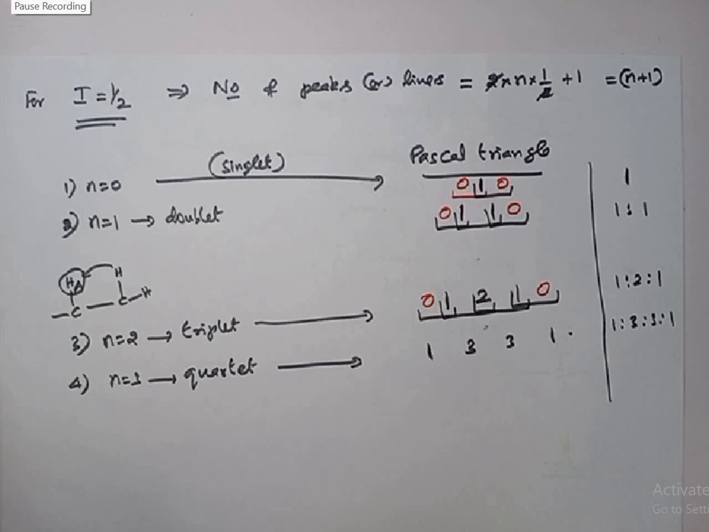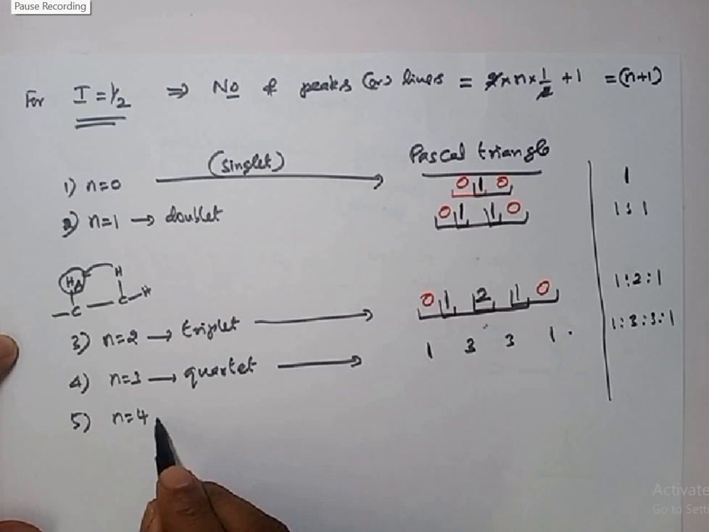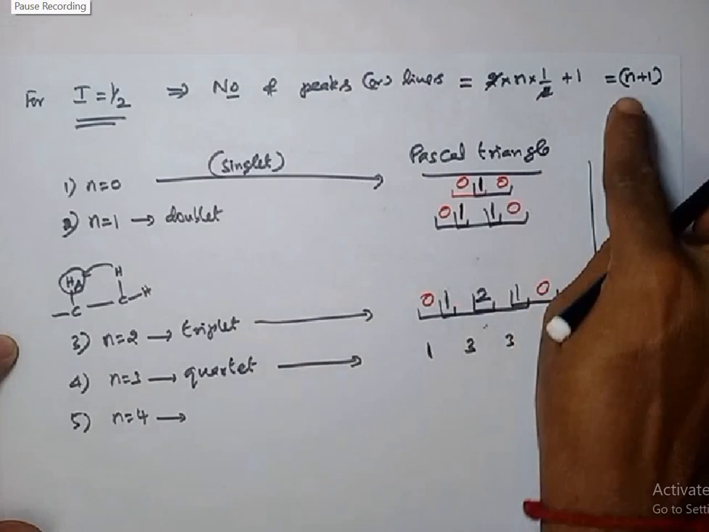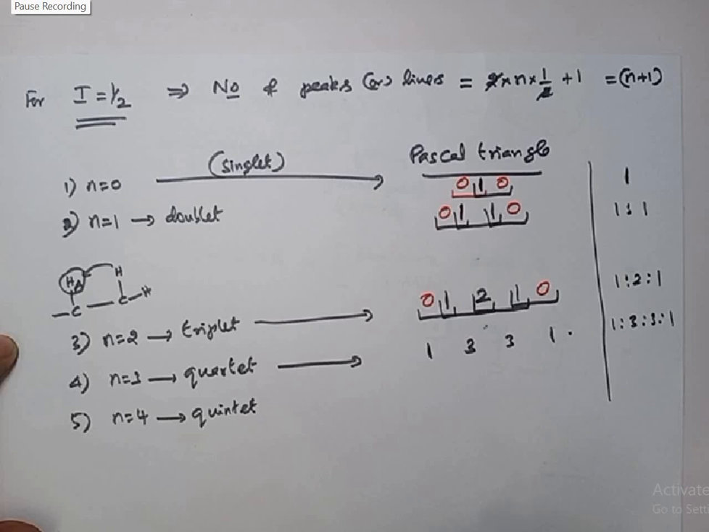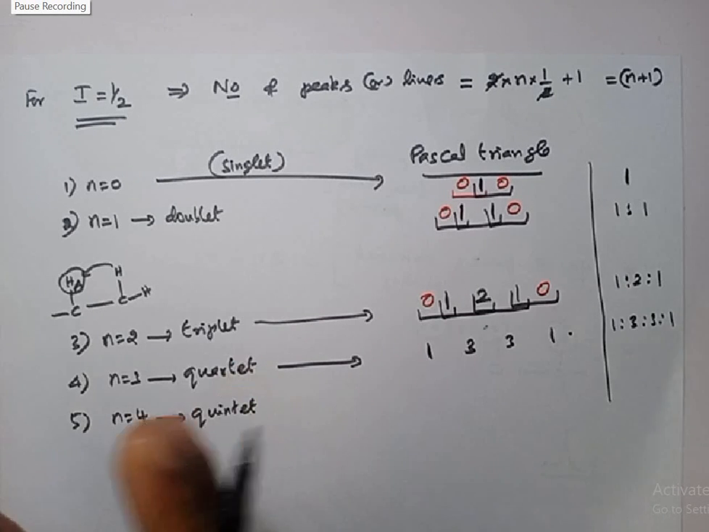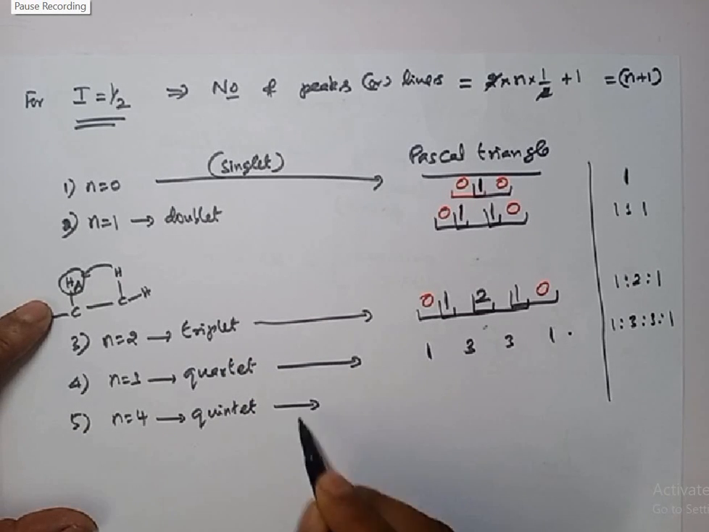Then to find the quintet, what to do? The same idea we should follow. Suppose n is equal to 4, suppose we have 4 equivalent hydrogens. Then 4 plus 1 is 5, we'll get a quintet. Quintet means 5 peaks. The signal is split into 5 peaks. And what is the intensity ratio?